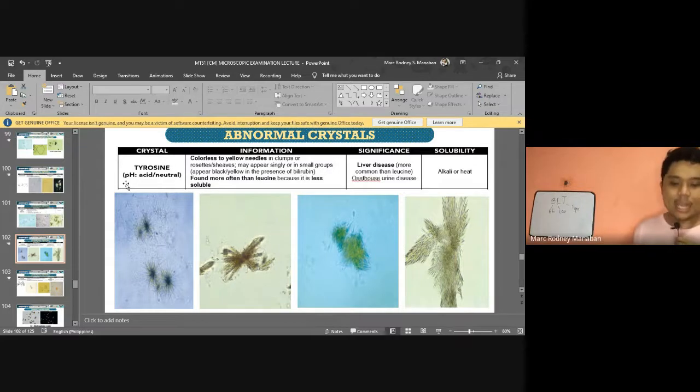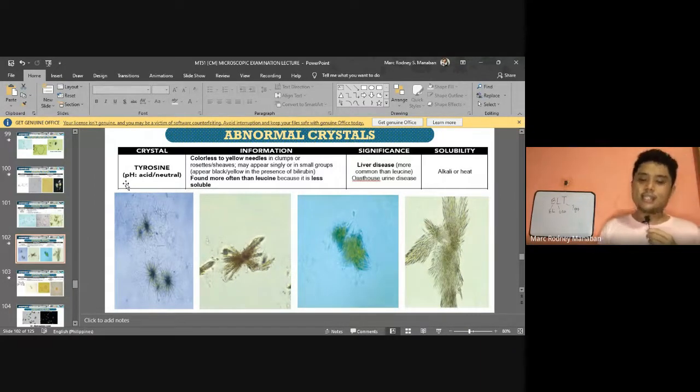For tyrosine, as you can see, that's the appearance. It may be colorless, or yellow, and even black. If it's yellow, it is positive for bilirubin. Okay? So it's found more often than leucine because it's less soluble than leucine.